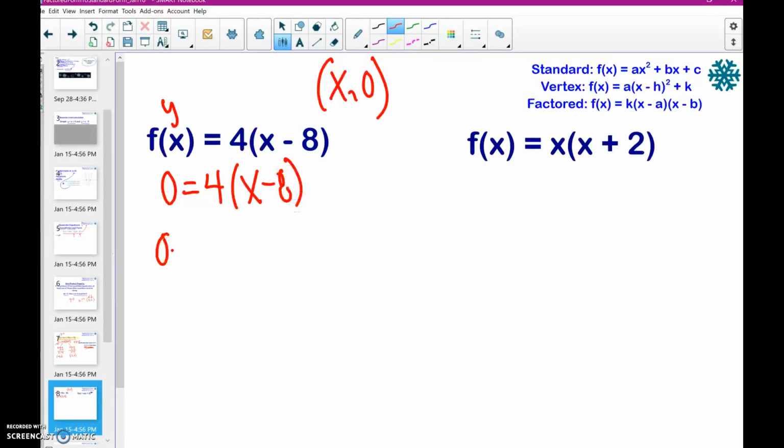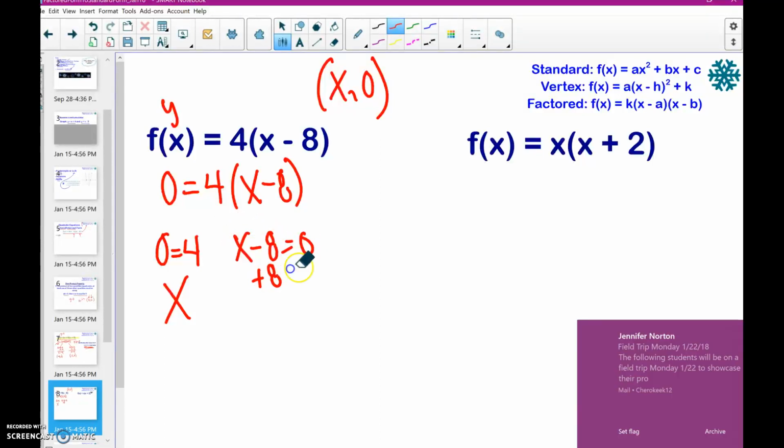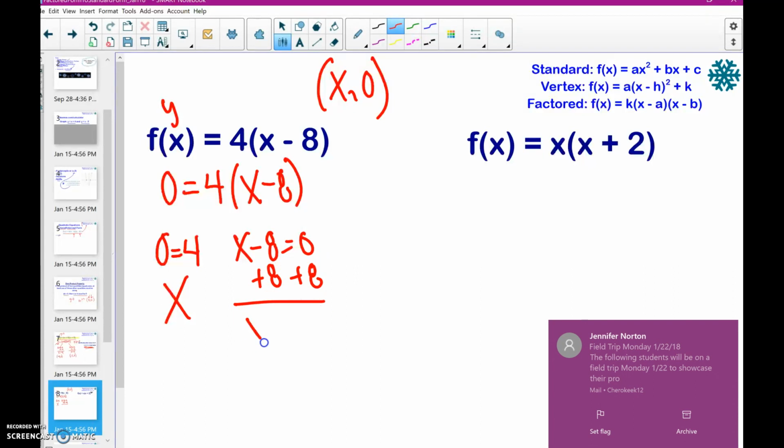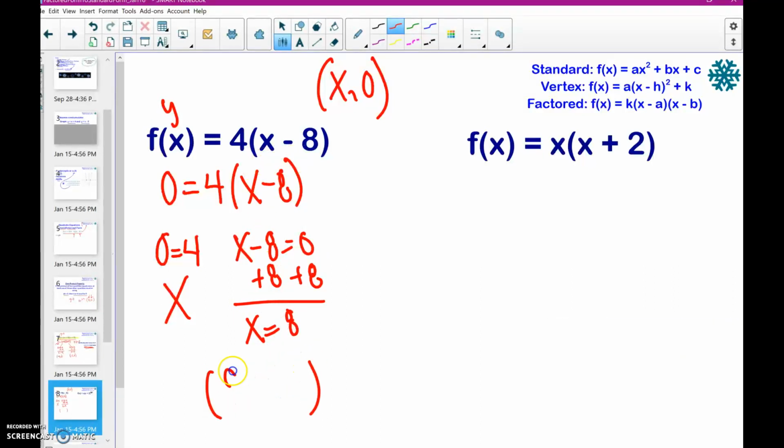So here I have 0 equals 4, and that is not true whatsoever. So we know we don't even need to worry about that, because that's not a true statement, and that 4 is not going to give us an x-intercept in this case. But let's set the other one equal to 0. x minus 8 equals 0. Add 8 to both sides, and we're going to have x equals 8. So we know that this equation has an x-intercept of 8 comma 0.